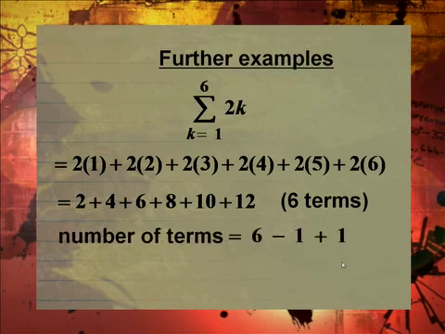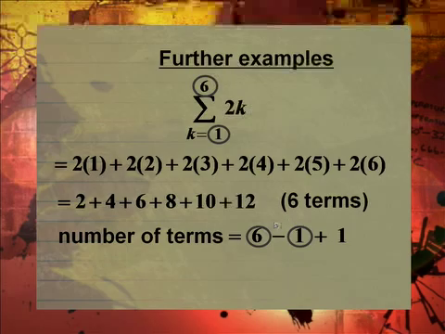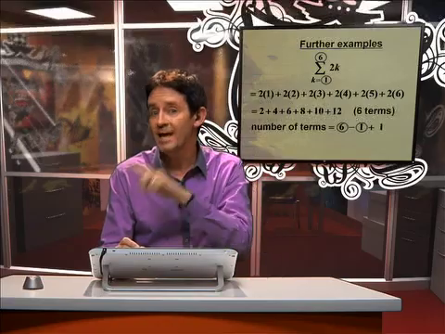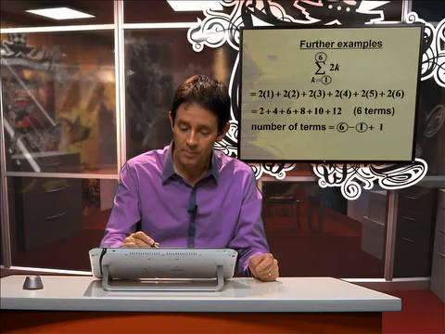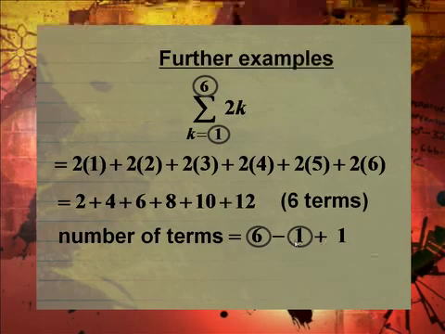Now, something very interesting about the number of terms. If you take the top, which is 6, and you subtract the bottom, 1, that gives us 5, but there's actually 6 terms. So all I do is add 1 at the end. Top minus bottom plus 1 gives me 6 terms. Very important little thing: top minus bottom plus 1. Good observation.